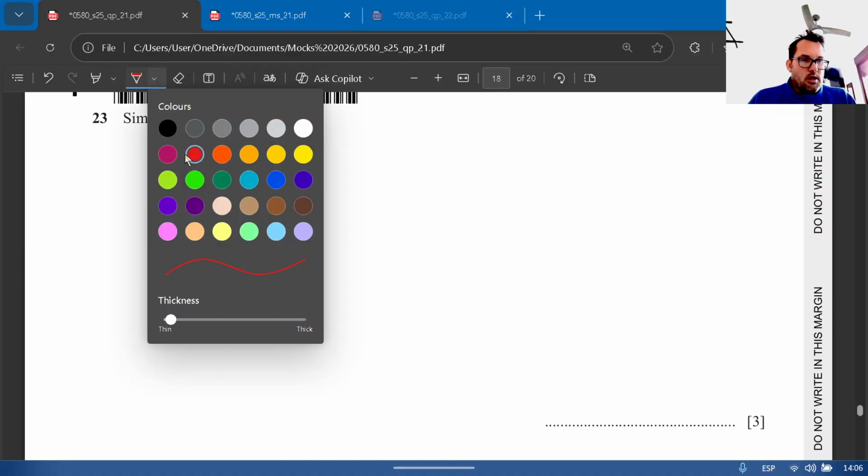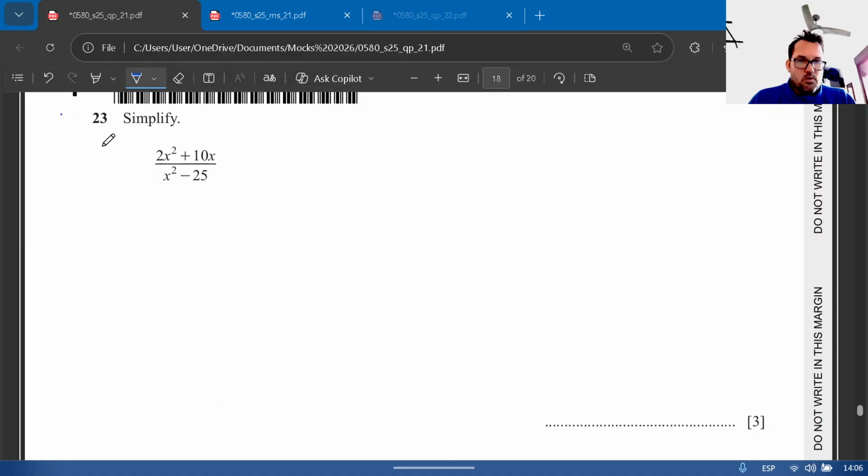Keep going. Question 23. Thought never this day would come. The last question on the paper. Simplify. Stare at it for a while. Meditate. Look at the clock. See how much time you got left. And then you jump right in.